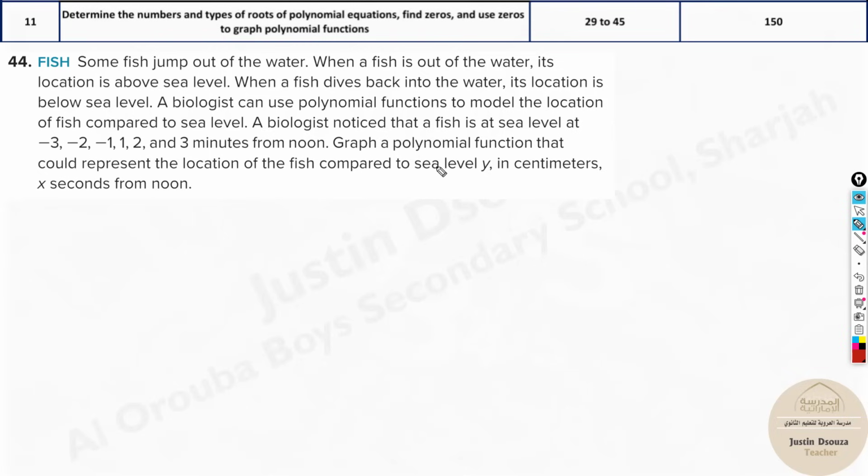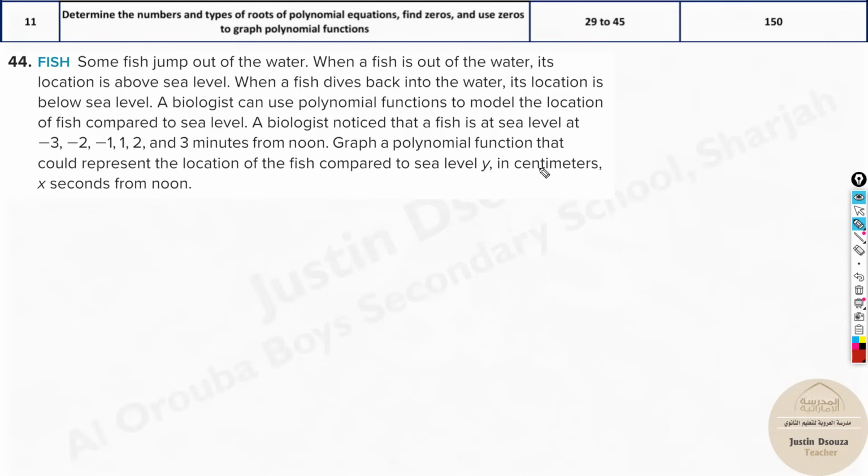Now one more real world problem here. Some fish jump out of water. When the fish is out of water, its location is above sea level. When the fish dives back in the water, its location is below sea level. The biologist can use polynomial functions to model the location of the fish compared to sea level. A biologist noticed that a fish at sea level is at these values over here and 3 minutes from noon. Graph a polynomial function that could represent the location of the fish compared to the sea level y in centimeters and x in seconds from noon.